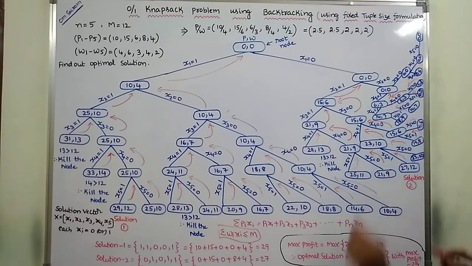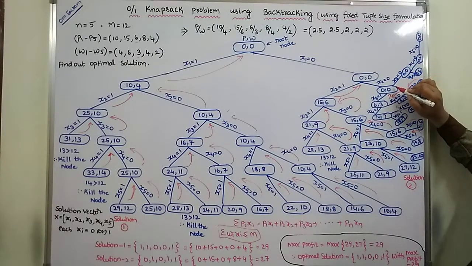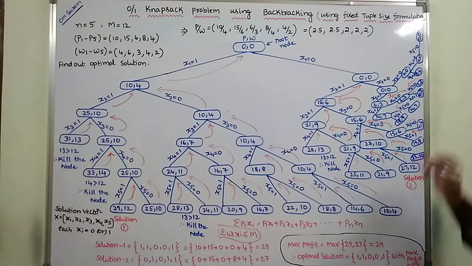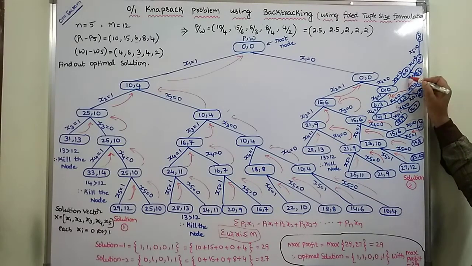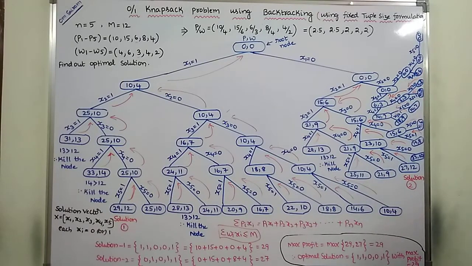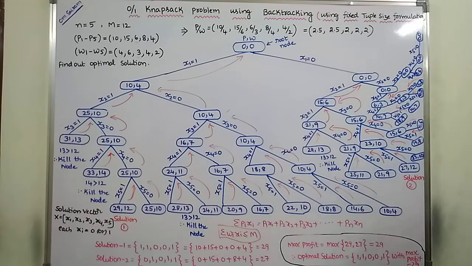So again we go to this one, another possibility, x suffix 3 is equal to 0. That means the third object is not considered, so we get 0 comma 0. Here 0 is less than or equal to 12, condition true, so we have to extend that node by considering the fourth object. The fourth object's profit is 8 and weight is 4, 0 plus 8 is 8, 0 plus 4 is 4, 8 comma 4.